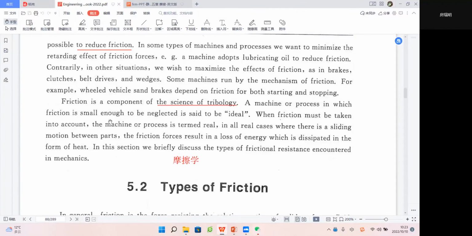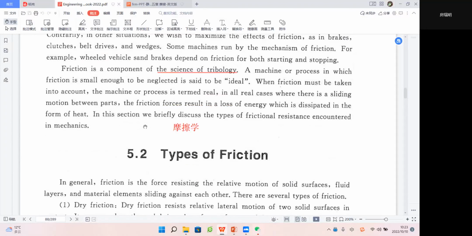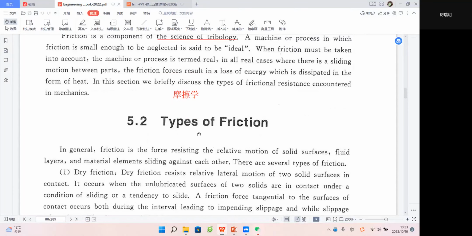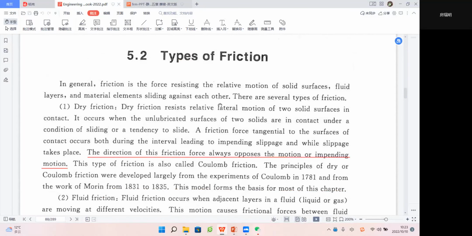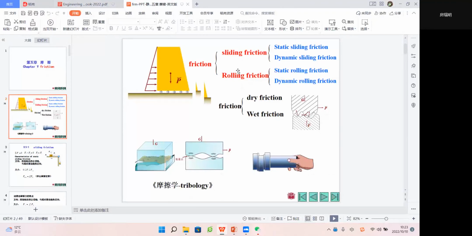So that's what friction is all about, because it's very difficult. I only need you to follow my introduction of this. We have a basic concept of friction. That's enough, right? So we'll move to the second section, talking about the types of friction. Actually, it's not very important. We have discussed this friction.